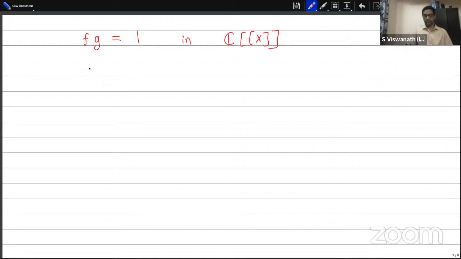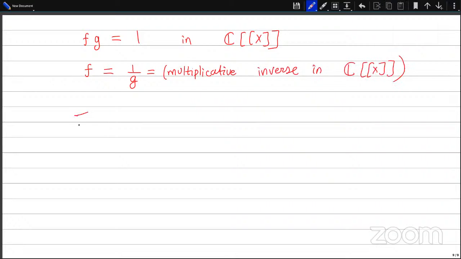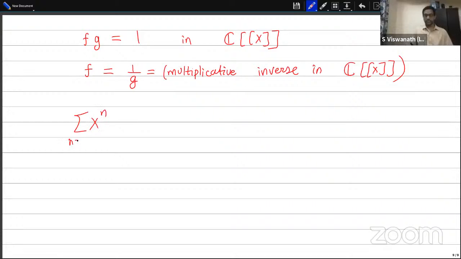And what does that mean? Well, whenever I see f, I can replace it by the inverse of g. So when I write 1 by g, I just mean the multiplicative inverse of g. Okay, so f is 1 by g. By this I just mean multiplicative inverse in this ring. And that's exactly what we mean by saying this power series, the sum of x to the n from 0 to infinity, is 1 over 1 minus x.